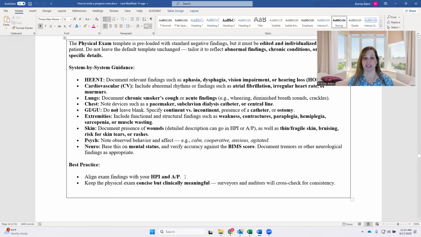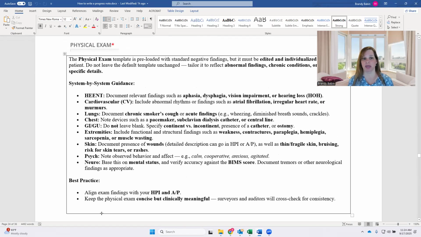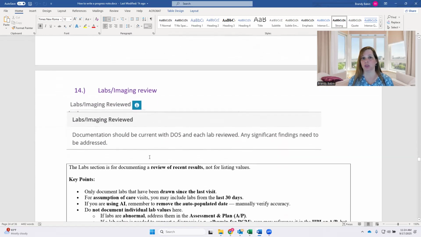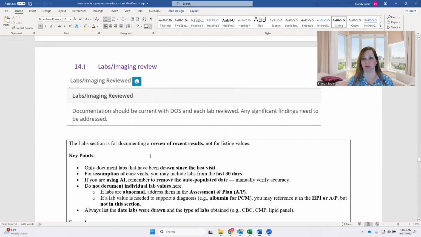So best practices, make sure that your HPI matches your assessment and plan, matches your physical exam. Those all are important. So if you're documenting it under the HPI as crying, sad, and tearful, please make sure you're adjusting it down here. This is one of my biggest time spent doing your audits. I'm looking specifically at this physical exam. It's very important for that to get right. Why? Because we're clinicians and that's what we're supposed to be doing.